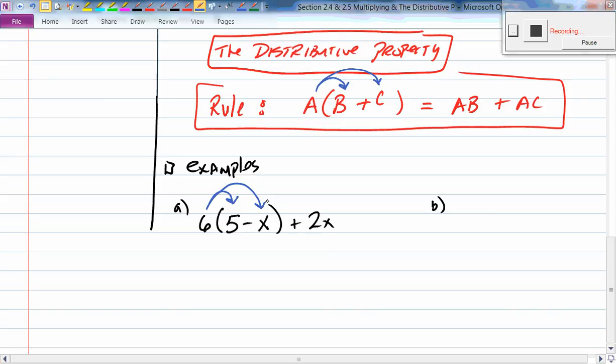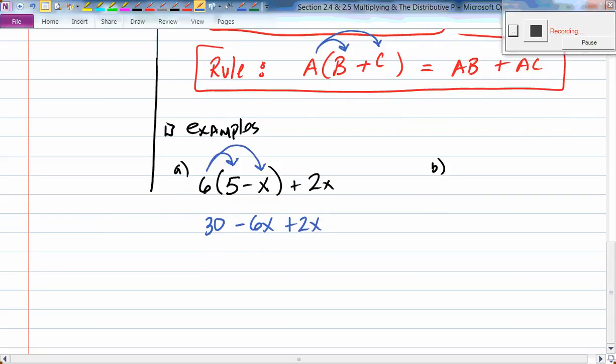6 and negative x. So what is 6 times 5? 30. What's 6 times x? 6x plus 2x. All right, are we done with the problem? No, why not? What happens right here that I'm highlighting, the part I highlighted? What's wrong with that? Who's got the answer?